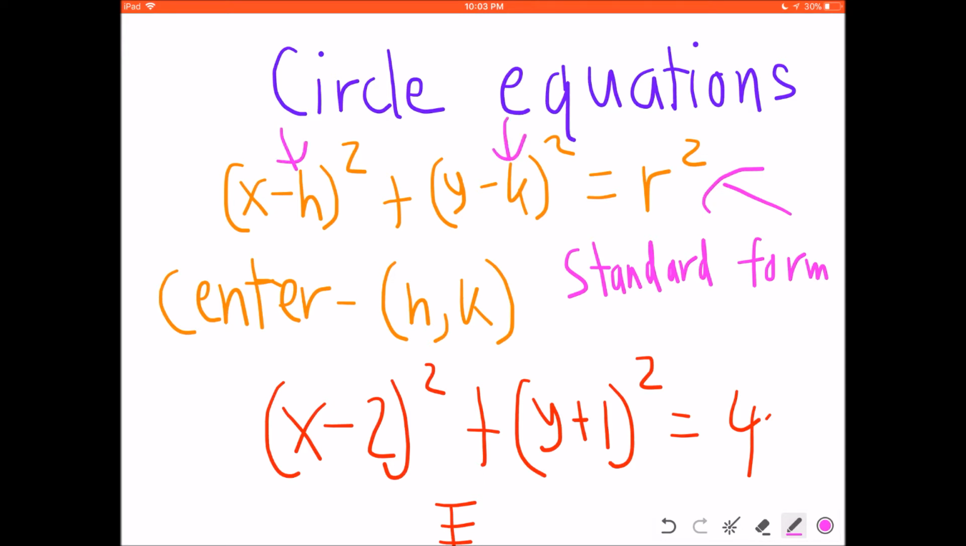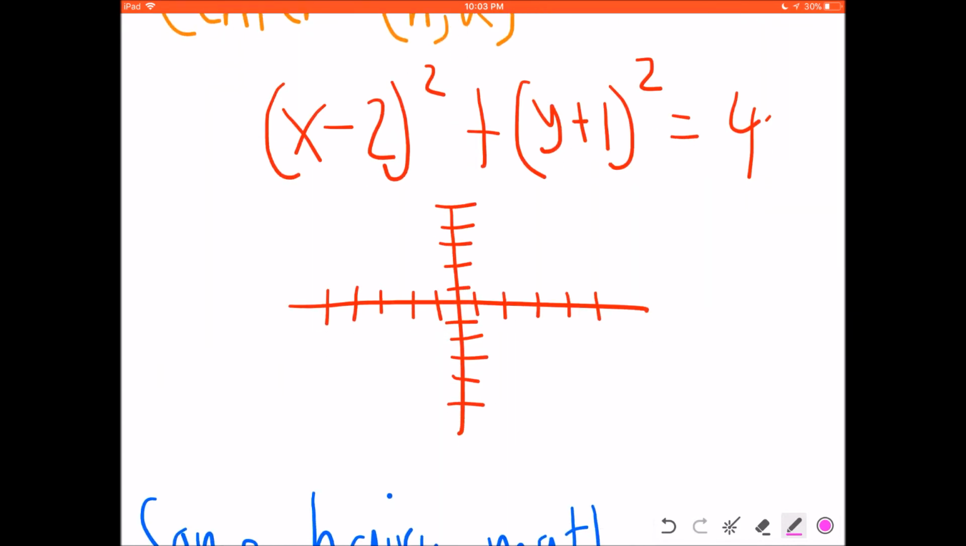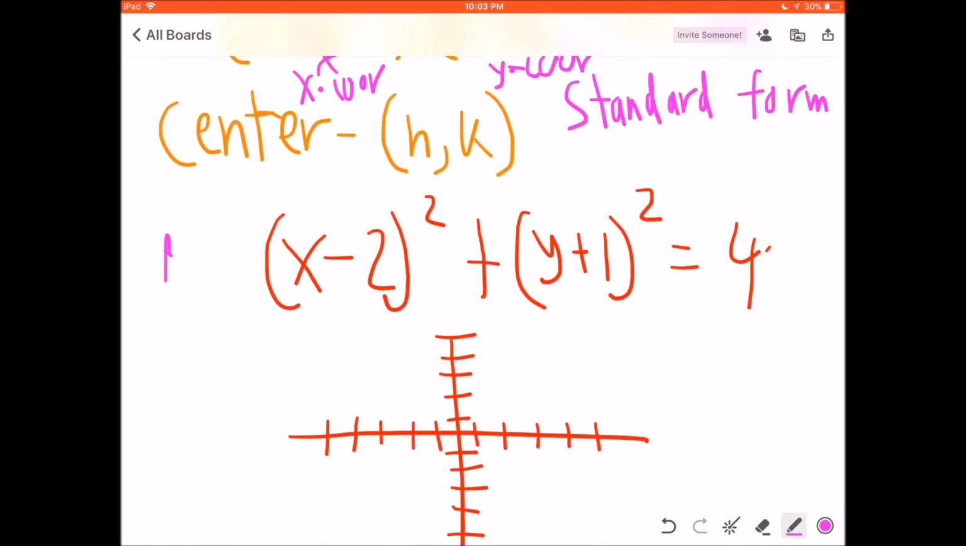This will be your x coordinate, and this will be your y coordinate of your center. And this is what I mean. Okay, so you have an equation, right? Let me go a little up. (x minus 2) squared plus (y plus 1) squared equals 4. So the first thing you want to do is look at your center. So your center is x minus 2, right?